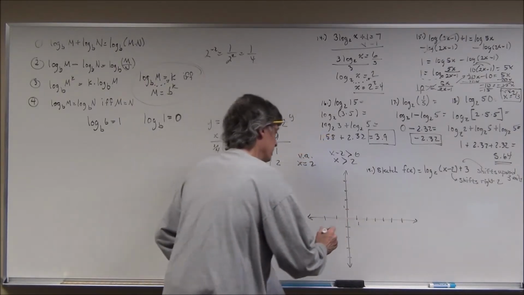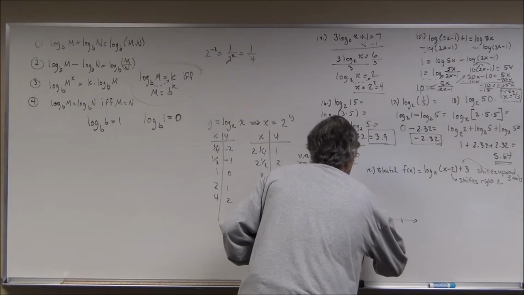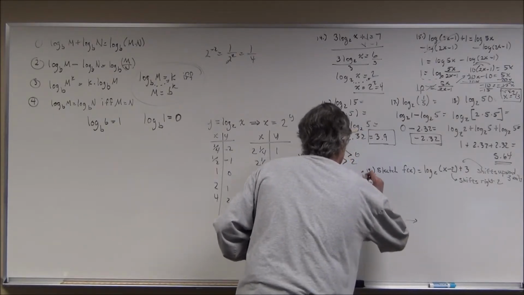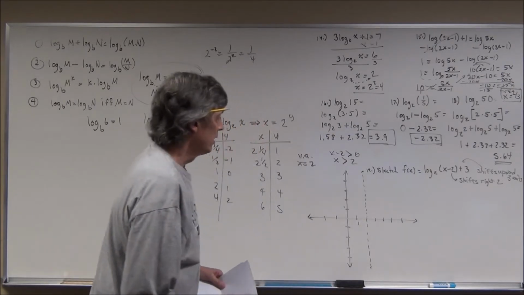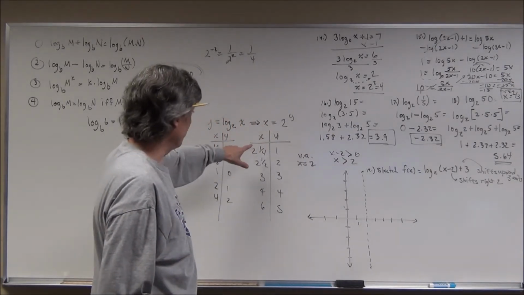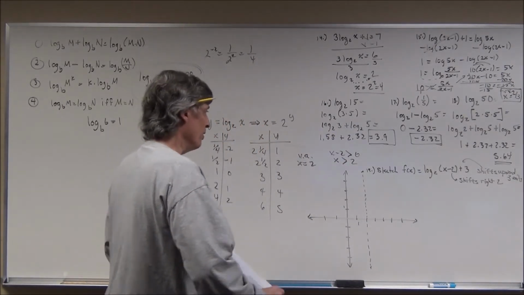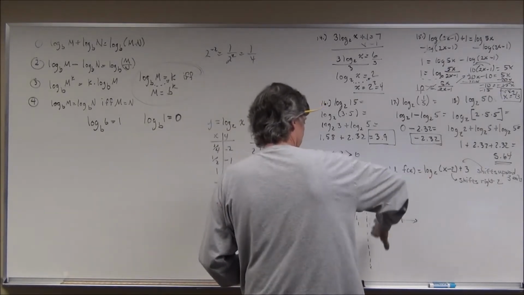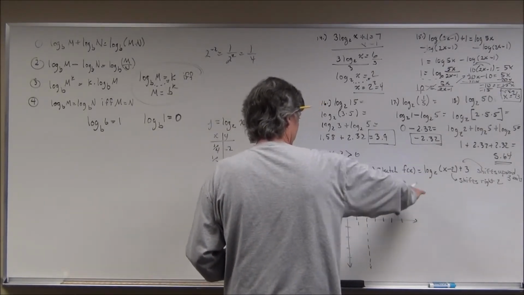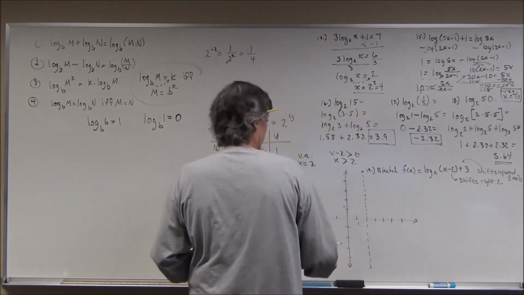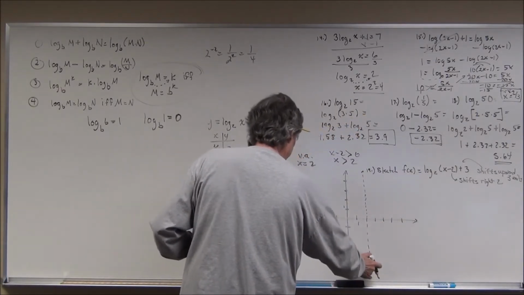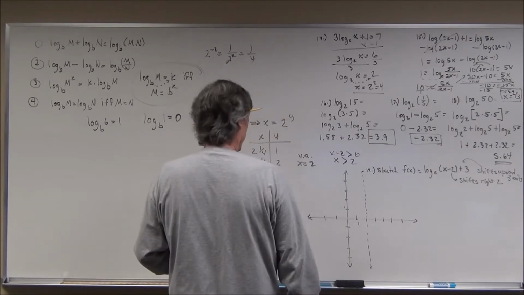Okay, so I have x equals 2 as my vertical asymptote. If you draw it in, and it probably wouldn't kill you to, make sure you make it dotted. All right, now I'm going to plot these 5 points, and I know the basic shape of a log. It's kind of a curve that goes up and to the right, goes definitely down, and approaches the vertical asymptote.